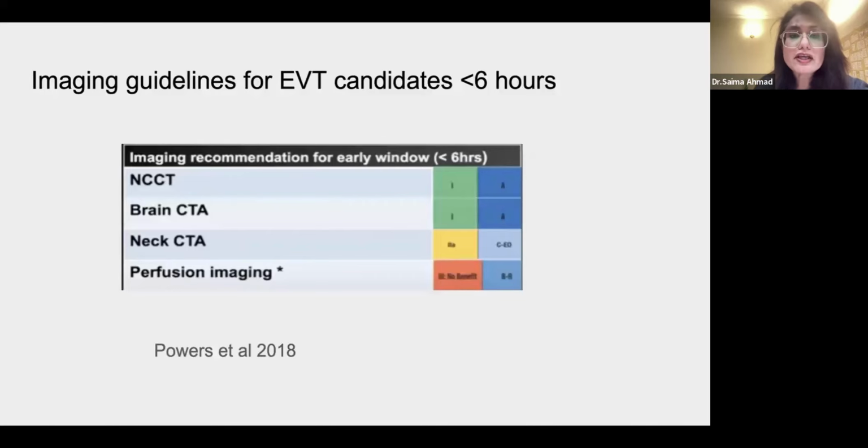So what are the imaging guidelines for EVT candidates who presented less than 6 hours? Again, American Heart Association guidelines, non-contrast CT and the brain CTA, level 1 evidence. Next, CTA can also be done to see the arch. And perfusion imaging is not recommended in the early time window of less than 6 hours. First, it was included and then it was removed. So for now, this is not recommended in the early time window.